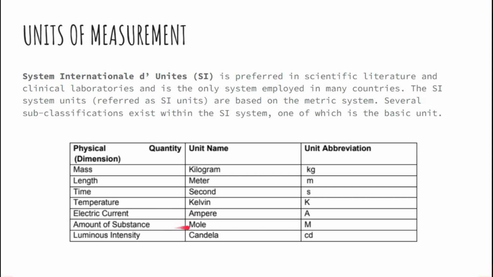For the amount of substance, that's mole. For luminous intensity, it is candela. So again, here are the basic units plus their unit names and their abbreviations. Kindly memorize po this table.